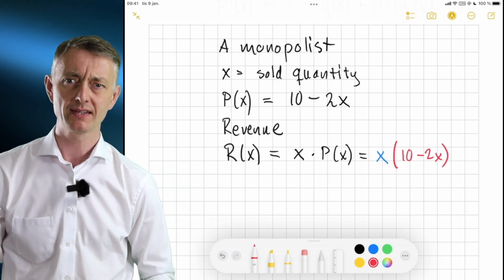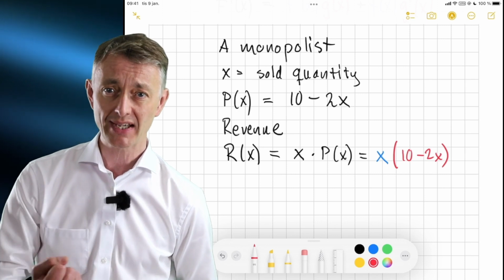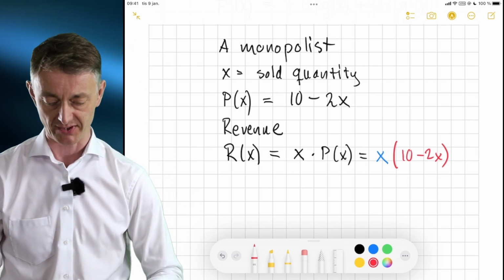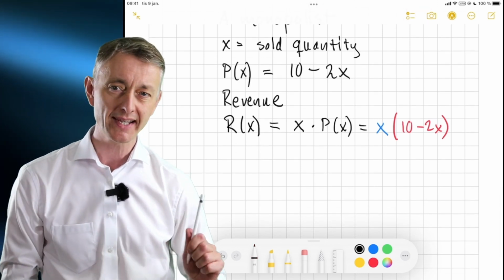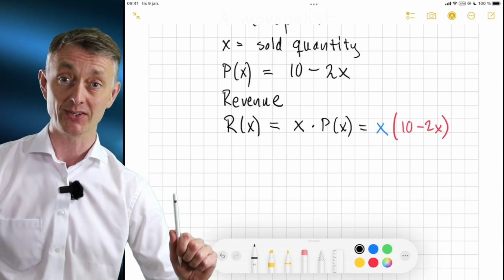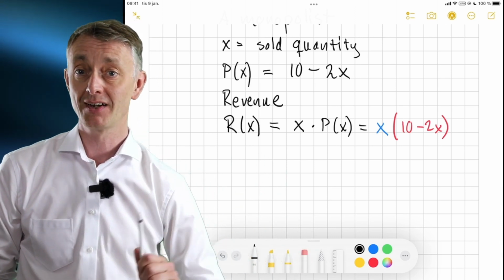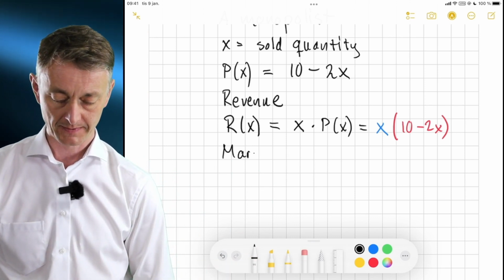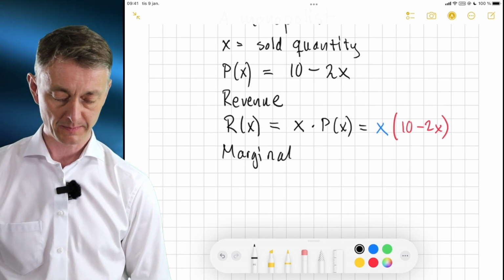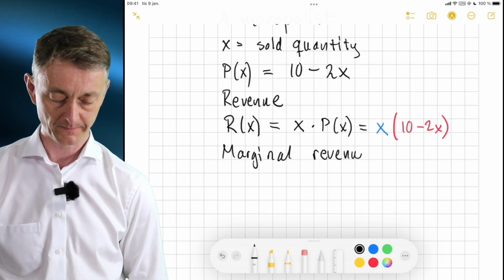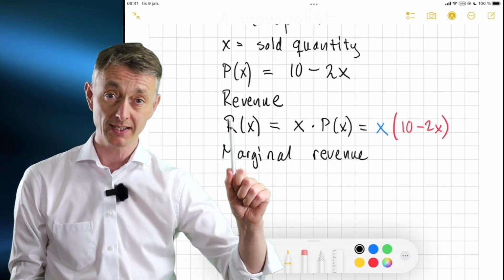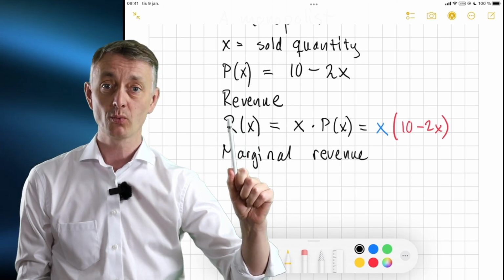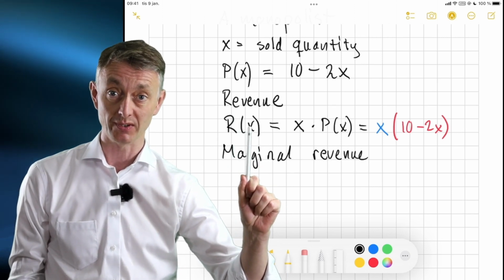So how much should then the monopolist sell? Well, in order to calculate that, the monopolist wants to figure out what the marginal revenue is. And what is marginal revenue? That is the amount of revenue extra you get from selling one more unit of whatever you are producing, a car, for example. So marginal revenue is going to be the derivative of the revenue function. So how much does revenue increase or decrease when we change X by a small amount?